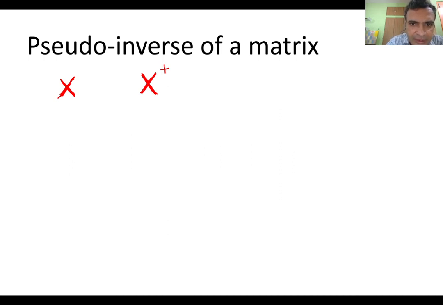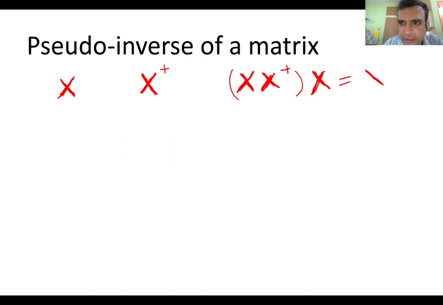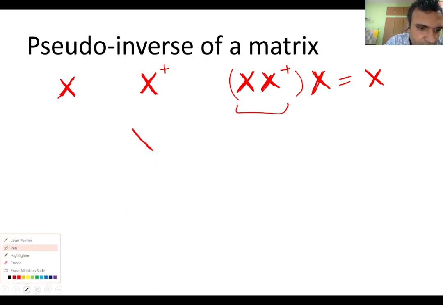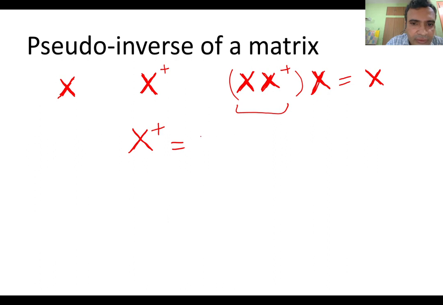So what that means is that if I take X and multiply it with this pseudo-inverse, and multiply the whole thing again with X, I will get X back. So in some sense this is acting like an identity matrix, but it need not be an identity matrix. And for certain types of matrices there's a very easy way to compute this pseudo-inverse.